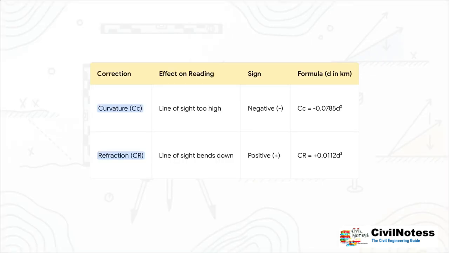This table breaks it down perfectly. Because of curvature, your straight line of sight ends up being too high, so your reading on the staff is higher than it should be. That's why the correction is always negative. But then you have refraction. The light from the staff bends slightly downwards as it travels to you, making you read a little too low. So that correction is always positive. There are two opposing forces you have to account for.